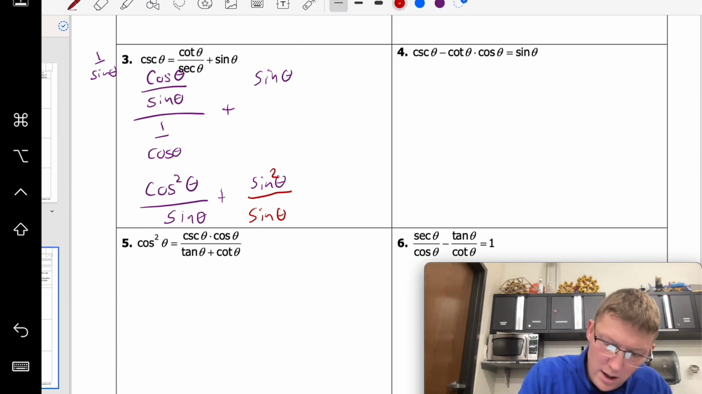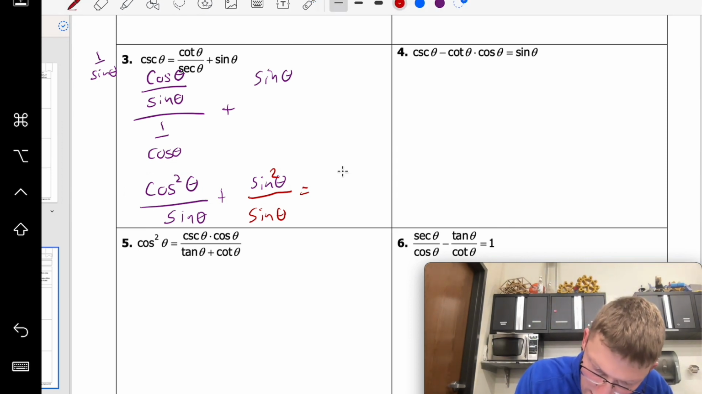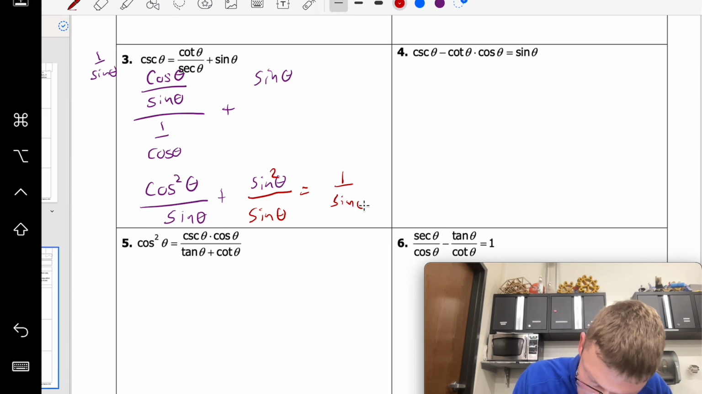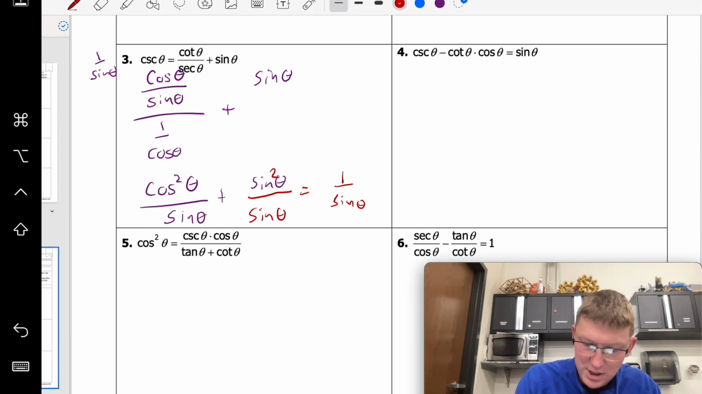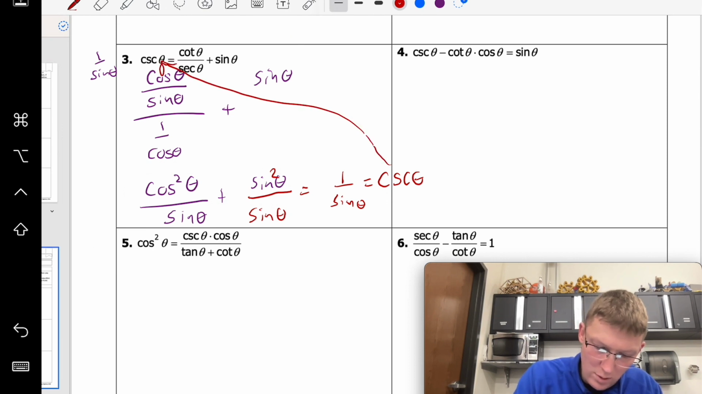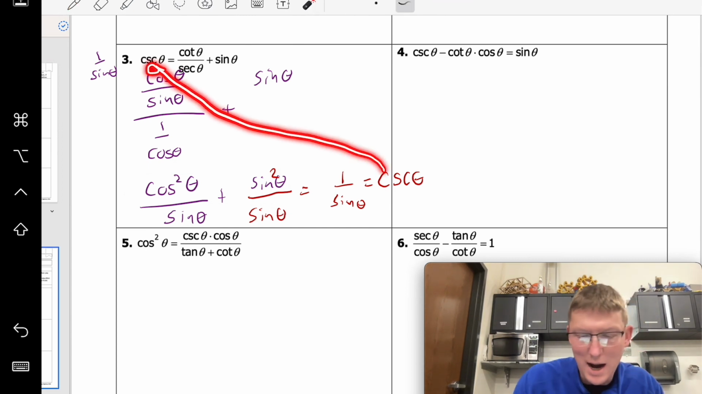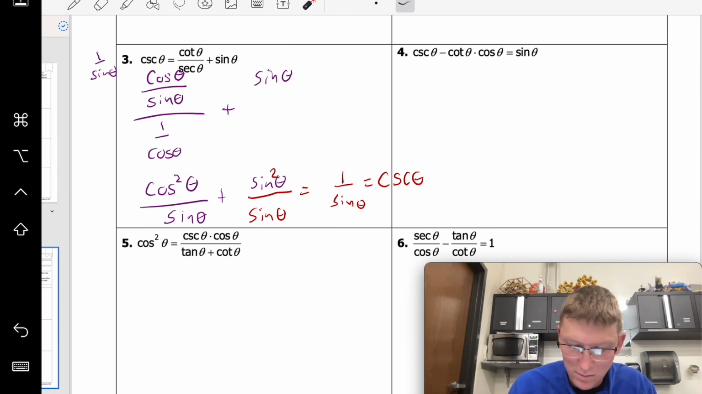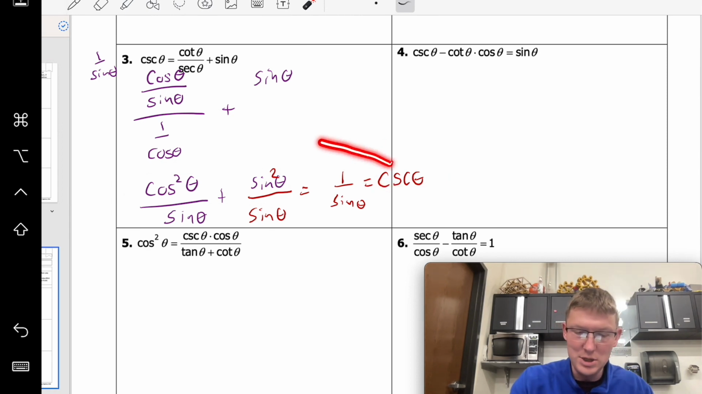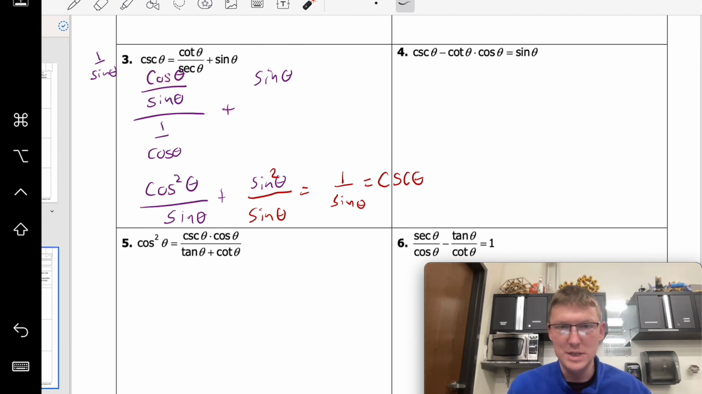So now, if we combine all these together, we have 1 over sine of theta, which by definition equals secant of theta. No, just kidding. Cosecant of theta, which is what we wanted. Now, when you're doing your work, please don't draw this line. I get it. I know that you've got there based on this work. I don't need you to draw that line. I'm doing it just so that you see that, yay, my two things are equal.